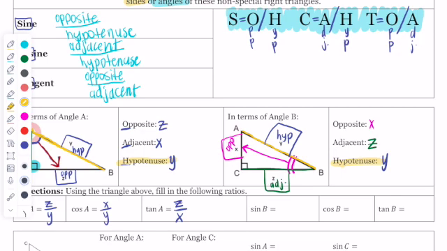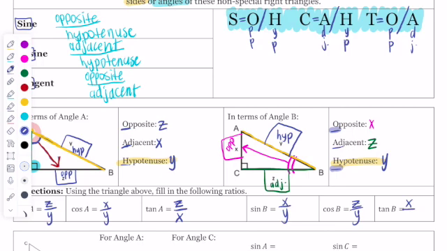Okay? So let's see what that does to our sine ratio, our cosine ratio, and our tangent ratio. When I do sine, that's opposite over hypotenuse. For my new letters, opposite is X, hypotenuse is Y. So that becomes X over Y. Okay? Cosine is going to be adjacent over hypotenuse. So that's going to be Z over Y. And then tangent is going to be opposite over adjacent. Of course, my opposite and my adjacent switched when I went to angle B, so now this is going to be X over Z.